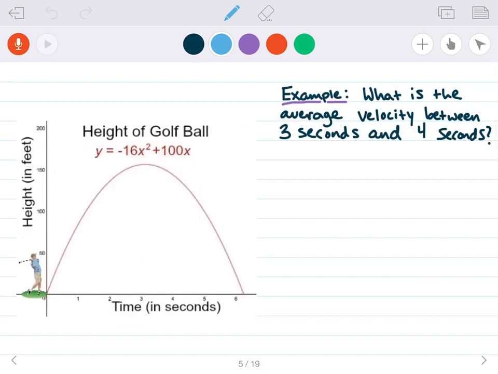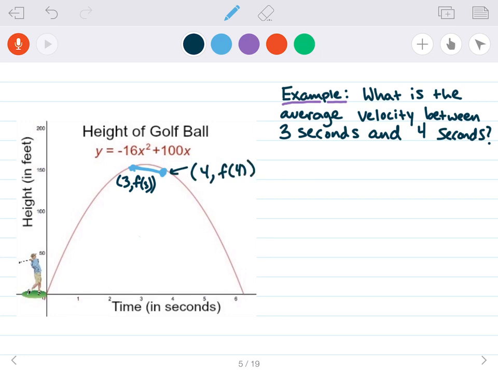Okay, let's do another example. So what is the average velocity between 3 and 4 seconds? Okay, so this time we have 3, and then we have 4, maybe like right here. And we want to find the slope of this little segment right here. So again, we do the same thing. We write our x and our y value. So our x value is 3, our y value is f of 3 for that first point. And then over here, we have 4 comma f of 4 is our second point.